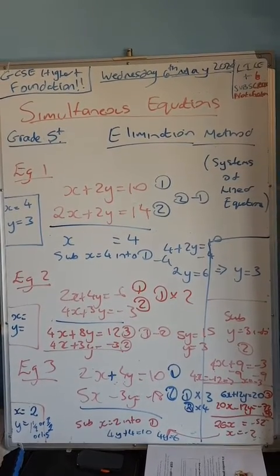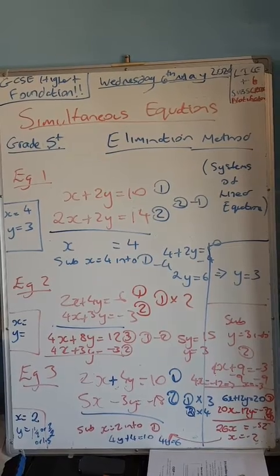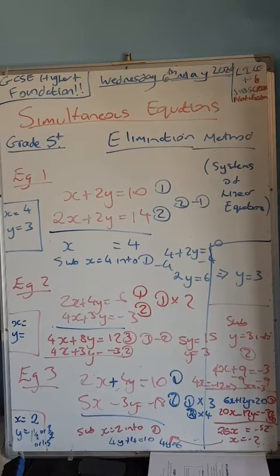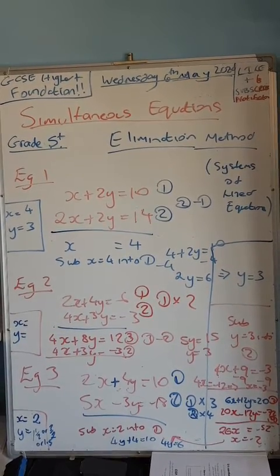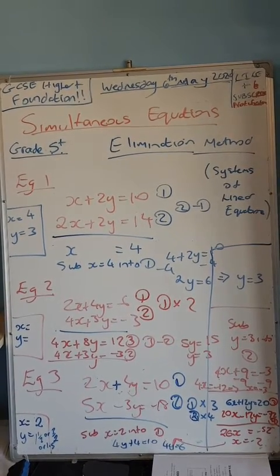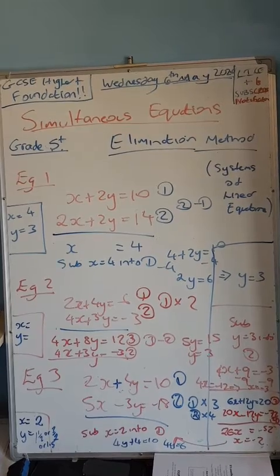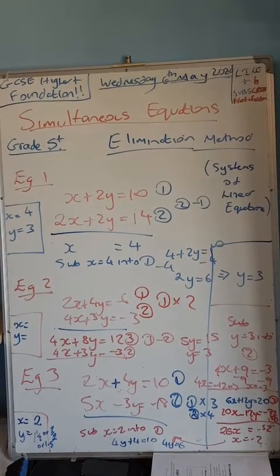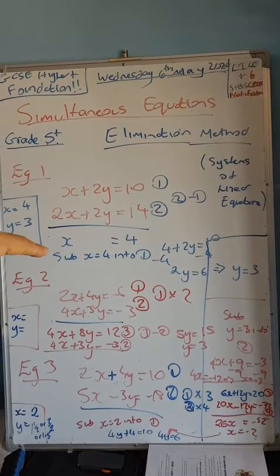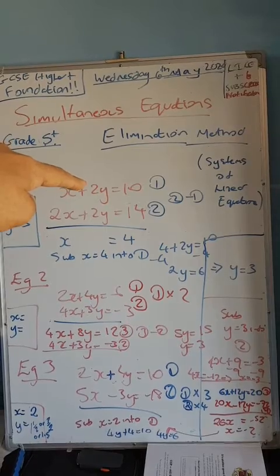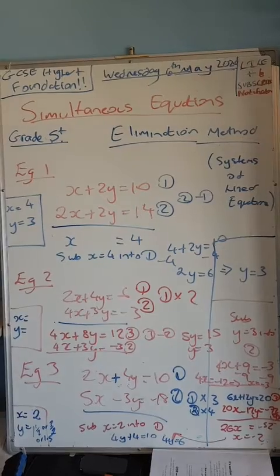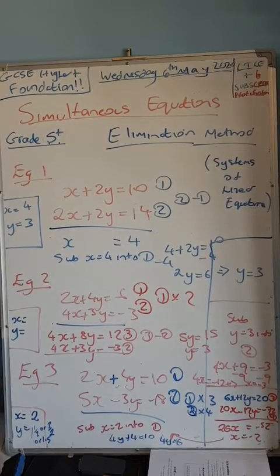Example one. The question says solve x plus 2y equals 10 and 2x plus 2y equals 14. What I'm going to do is try and eliminate one of my variables. I will do equation 2 subtract equation 1. So I'll do 2x minus x, which is just x, 2y minus 2y, which gives me 0, 14 minus 10, which is 4. So I get x is equal to 4.